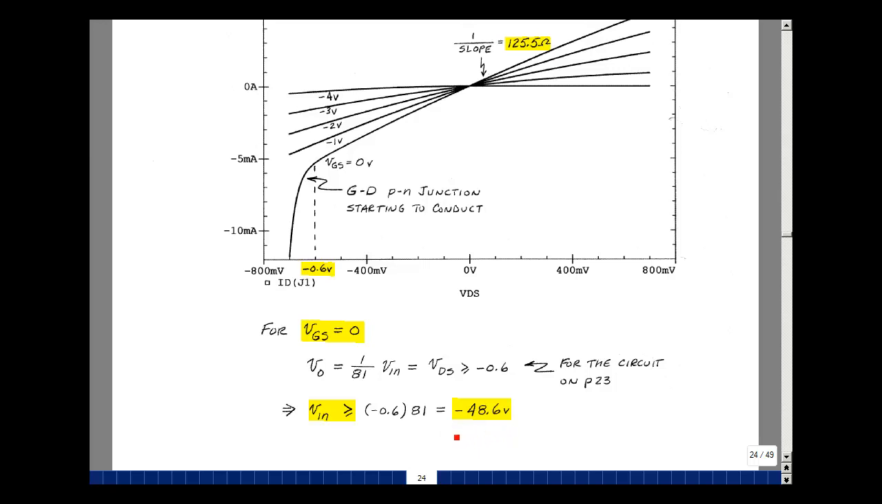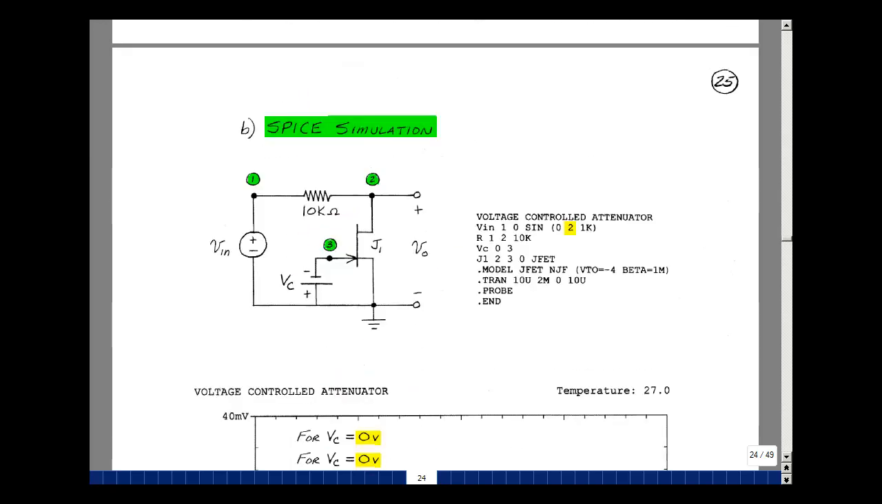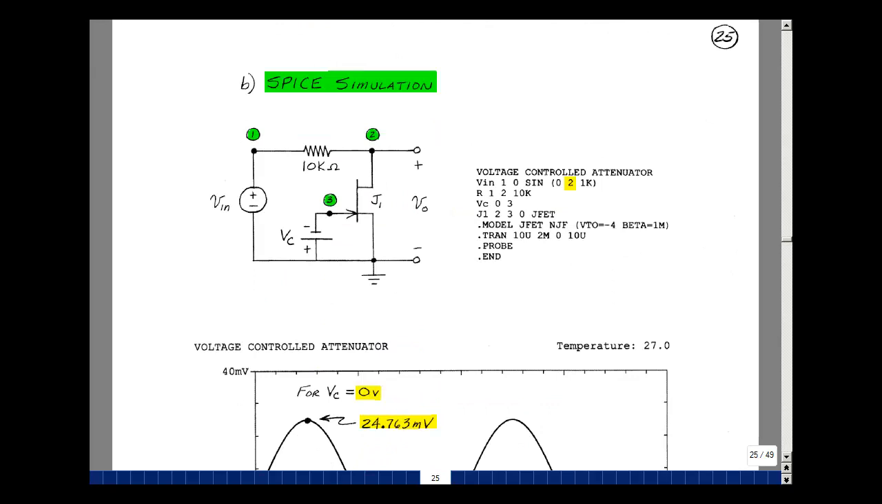Our voltage-controlled attenuator will work for a gate source controlling voltage of 0 if we make Vn greater than minus 48.6 volts. Let's test our voltage-controlled attenuator by doing a PSpice simulation. Hook up an input voltage, and I'll make a sine wave of 1 kilohertz with a peak value of 2 and an average value of 0. Put a 10K resistor here between nodes 1 and 2, controlling voltage between 0 and 3. I'll let it be 0 initially, the default, and my JFETs between 2, 3, and 0, and then my JFET parameters.